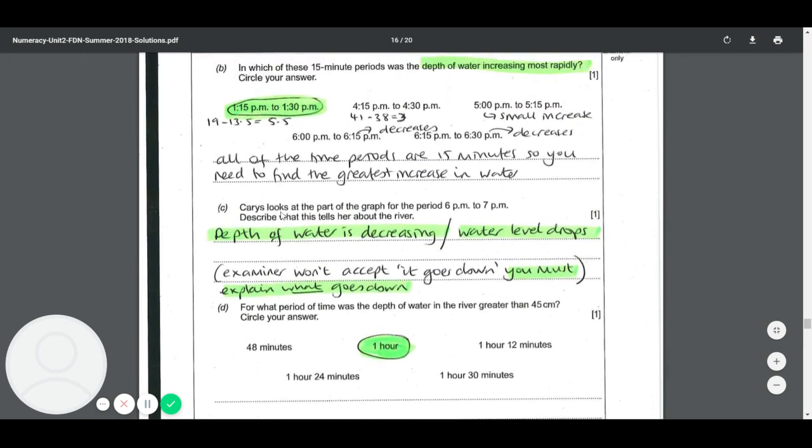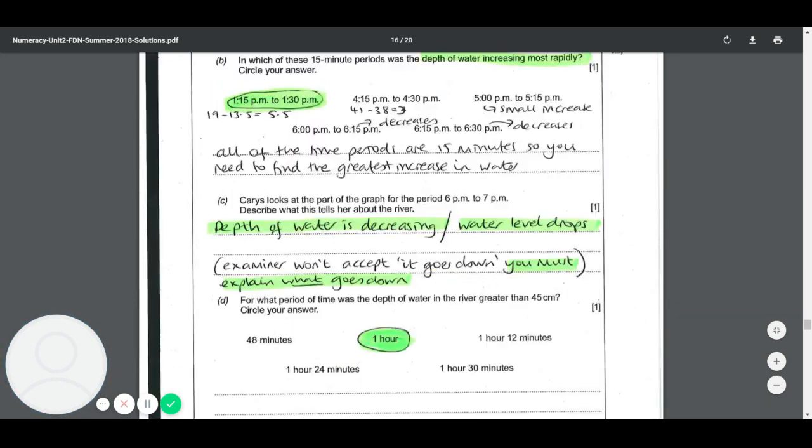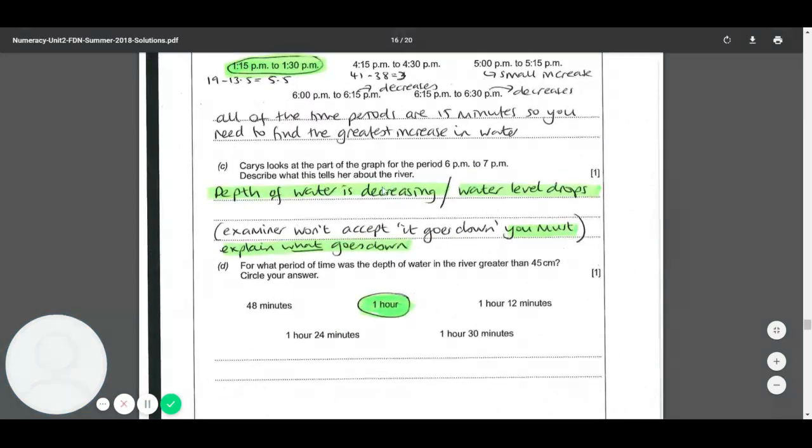Okay. Let's look at the graph for 6 p.m. to 7 p.m. Describe what it tells us about water. So 6 p.m. till 7 p.m., well, the water level is decreasing. That's what I'd be saying. Depth of water is decreasing. Water level drops, anything like that.